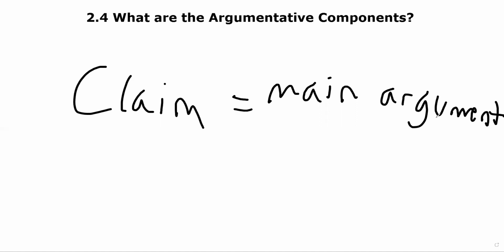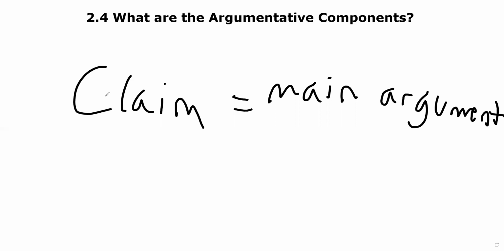So claims are pretty simple to understand. That is essentially the main idea that is being argued. It is not to be confused with the evidence. The evidence is in support of the claim. The claim itself is the main thrust or main idea or concept that the writer wants to persuade the reader of.